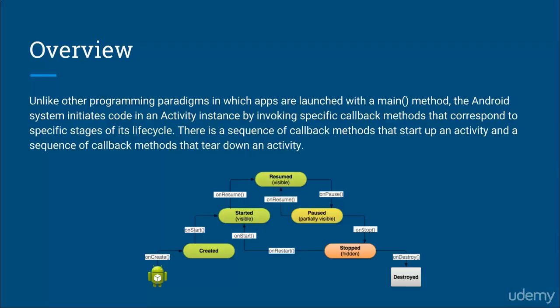stopped and destroyed are the stages of an activity's life, and then the callbacks associated with those are onCreate, onStart, onResume, onPause, onStop, onRestart, and then finally onDestroy. So keep this image in mind. If you have to, I would go back in the video and reference this as we're going over each one of these callbacks if you're getting a little confused.